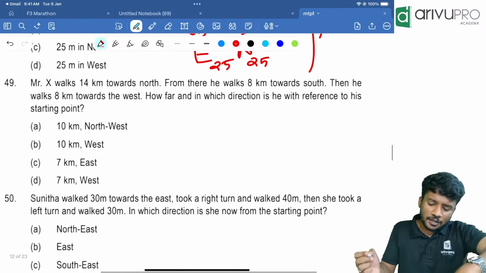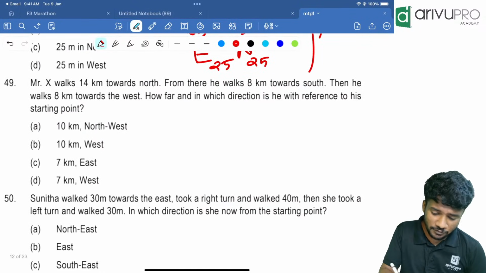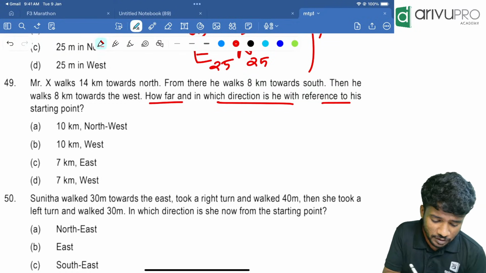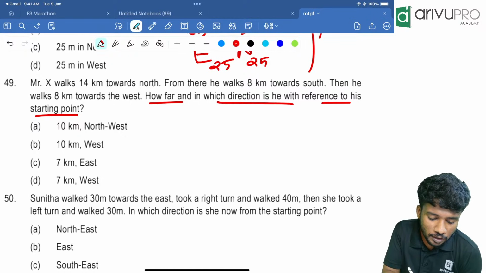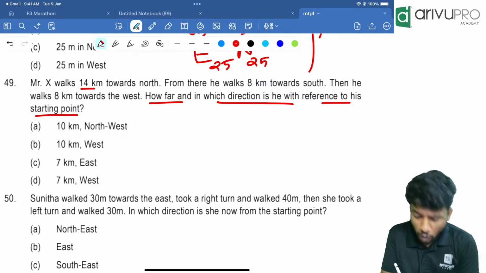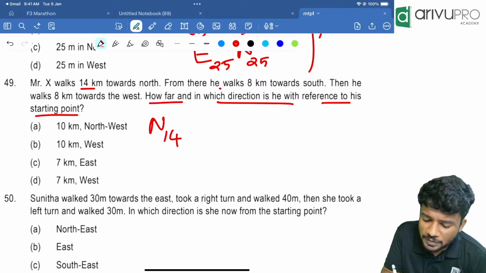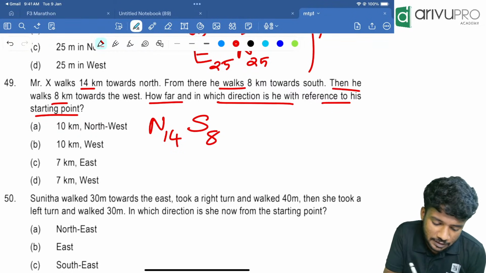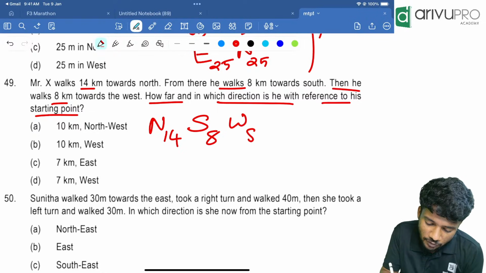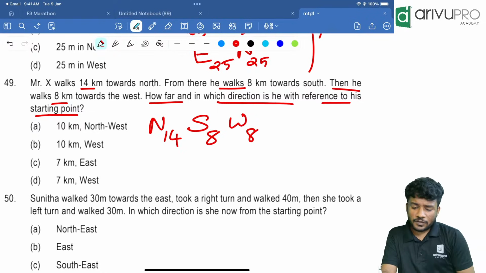Next one, same type of question. How far and in which direction with reference to the starting point? X walks 14 kilometer towards north, 14. From there he walks 8 kilometer towards south. That means south 8. Then he turned 8 kilometer towards west, 8. How far and where is he with respect to the starting point?